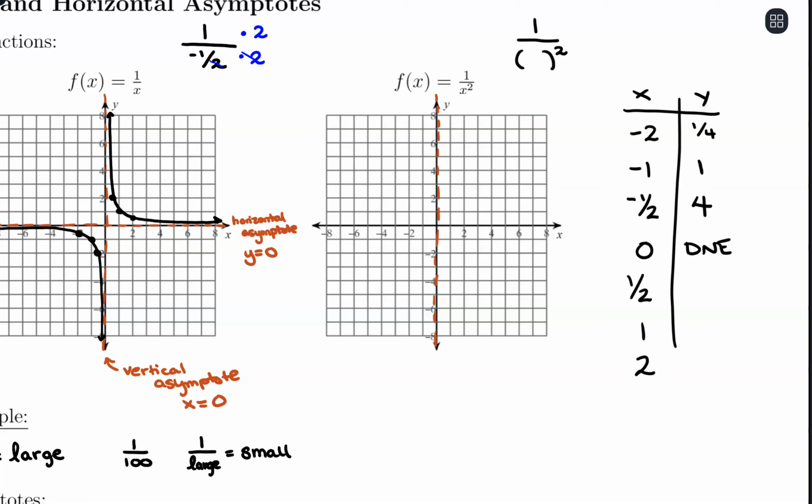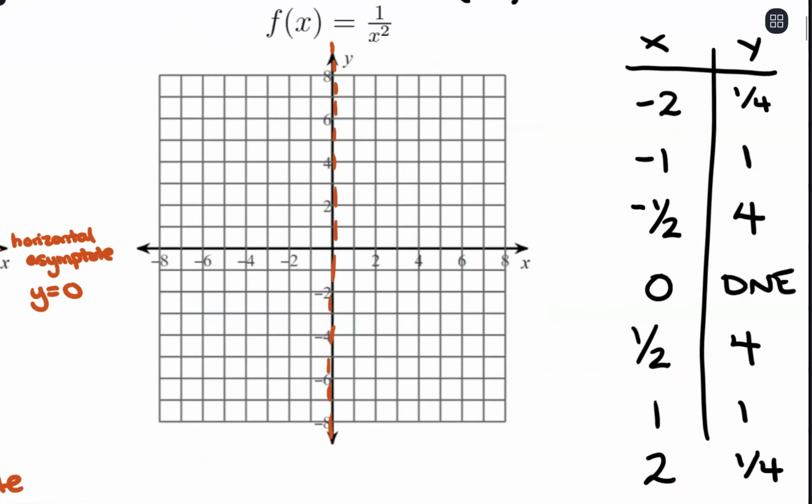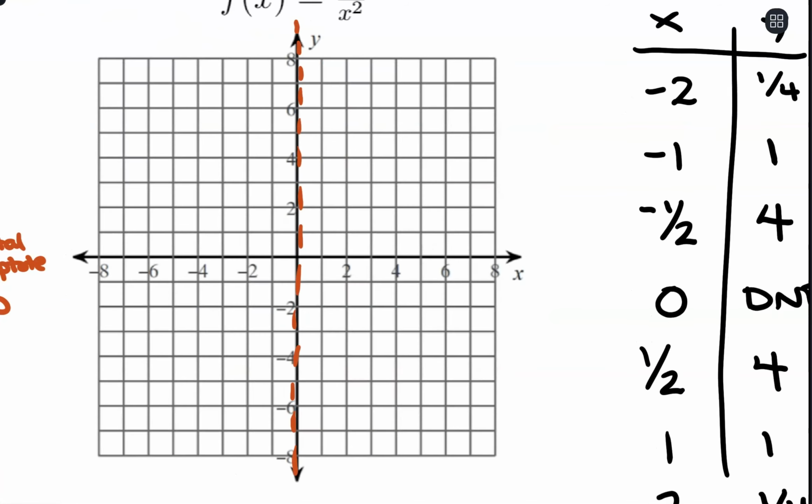And then if we plug in +1/2, we'll be getting +4. Plug in +1, +1. Plug in +2, 1/4. So let's graph these. So -2, 1/4 is about right there. -1, 1. And then -1/2, +4 is about right there. And then actually we're going to have some nice symmetry on the other side of the graph too, like that.